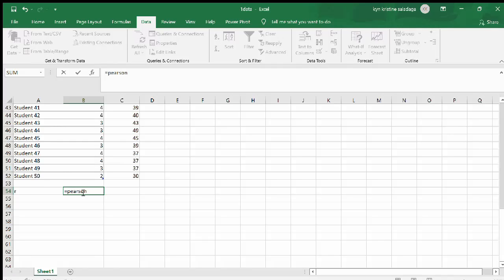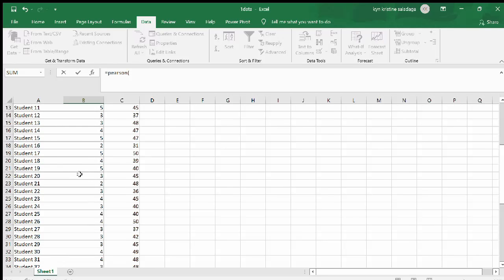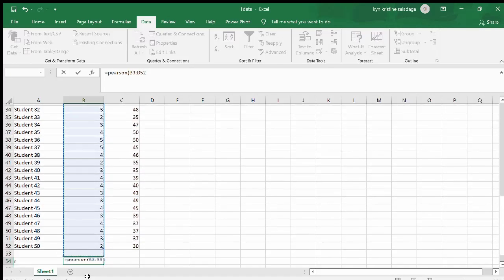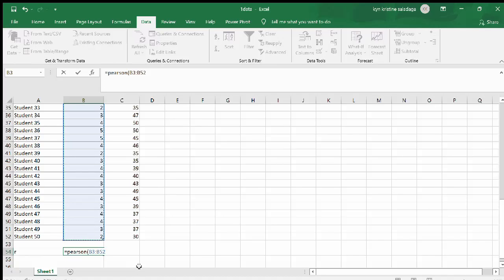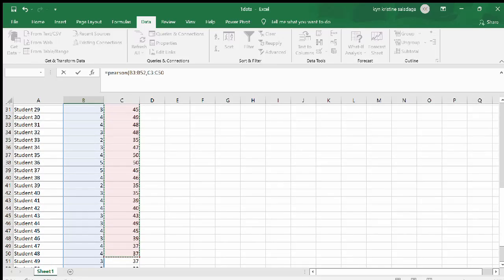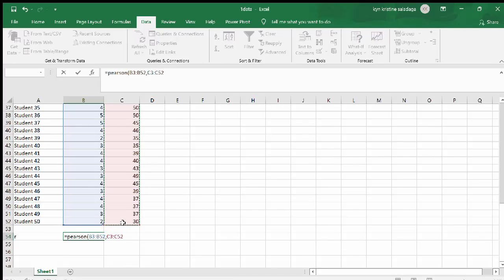Pearson, open parentheses, and selecting all the hours that the students are studying, from student 1 to student 50. Now, put comma and select the scores of their test, from student 1 to student 50. And put close parentheses.